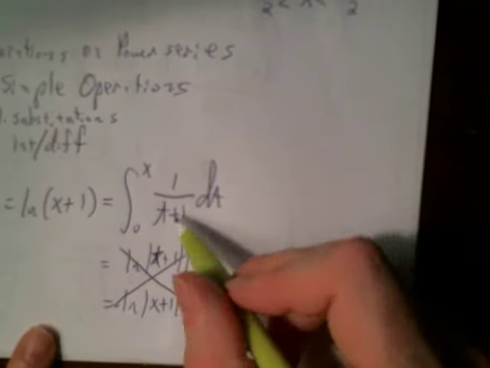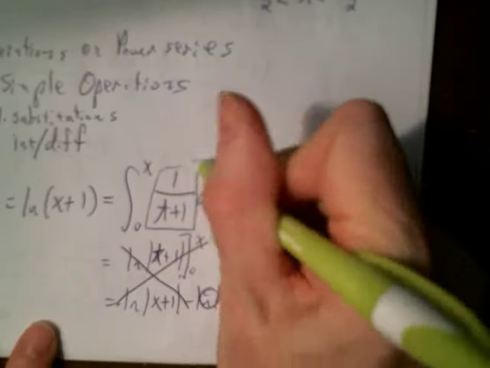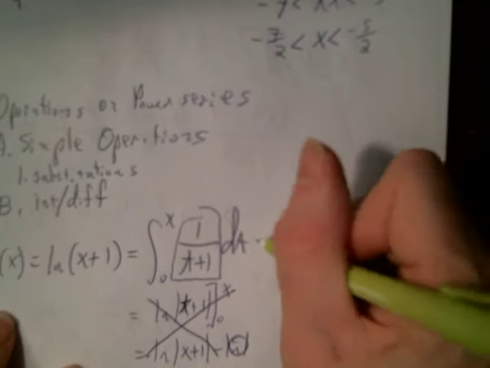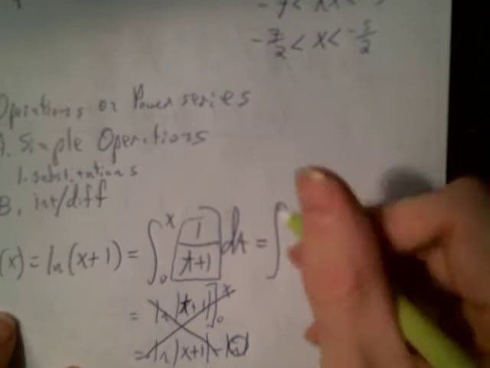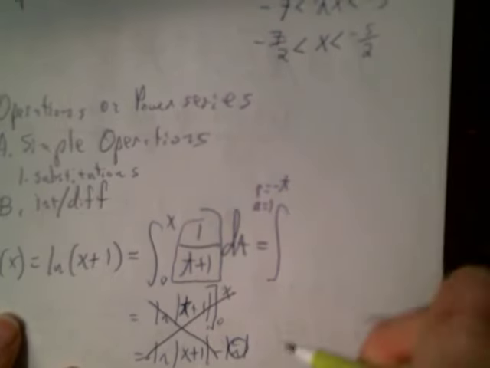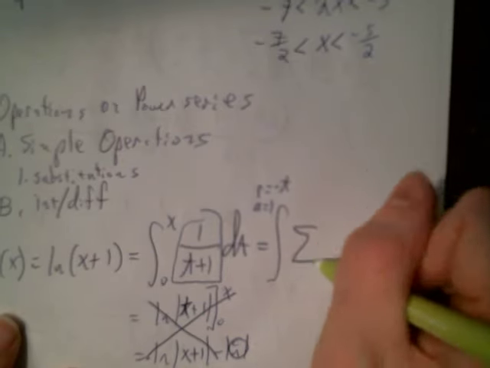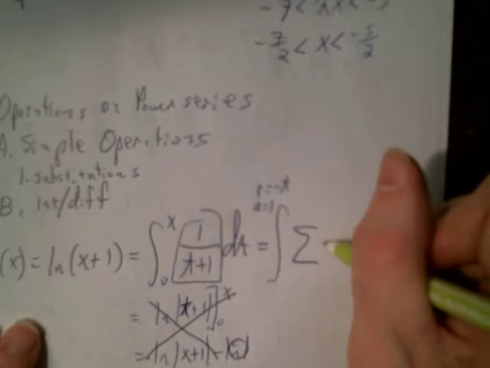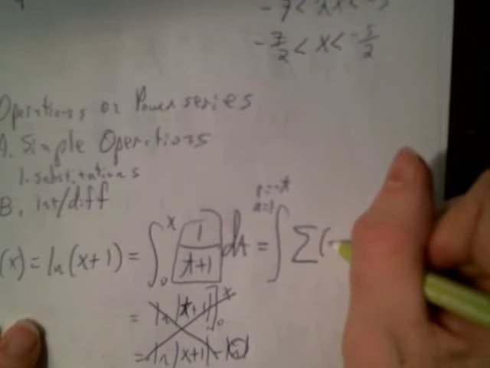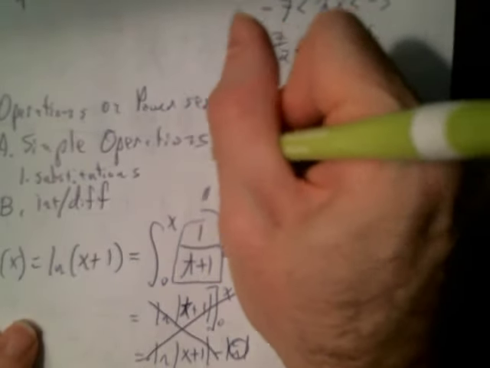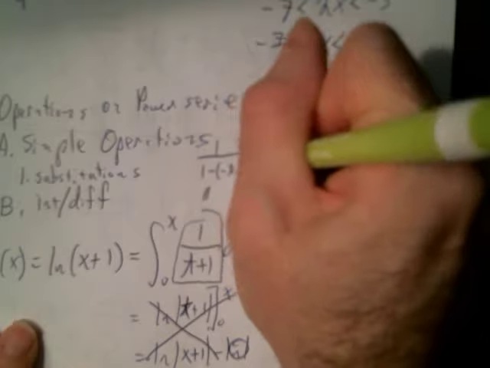Right. So what? Well, this thing right here is basically just one of these things back here, right? We have all these clever tricks now. We can rewrite it as a power series. In other words, we can rewrite this as the integral, and we're letting r equal negative t and a equals 1 in our power series. We have the sum of a is 1 and then times negative t to the n, because this thing literally is 1 all over 1 minus negative t.